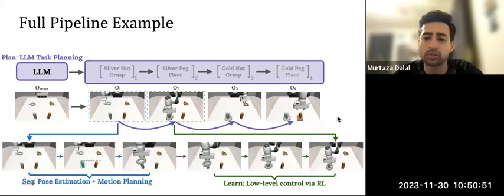Zooming into a single stage of the process, going from O1 to O2. We start with the nut grasped, and we estimate the position of the peg, which again is given to us from the language plan. Then we motion plan to right above the peg. And then we execute the local control policy and learn to place it on the peg itself.